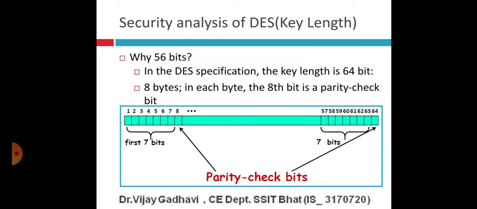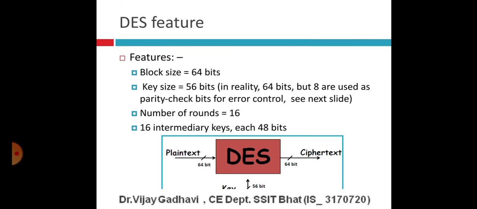This is nothing but just the key length. Here we can mention why we use 56 bits and why we use 8 bits in each byte. The 8th bit is a parity check bit. DES features: the block size is 64 bits, as you already know, key size 56 bits, number of rounds 16, 16 intermediary keys each of 48 bits. To the plain text of 64 bits we can apply DES, then output a 64-bit ciphertext, in which we use the key of 56 bits. 8 bits are considered parity bits.